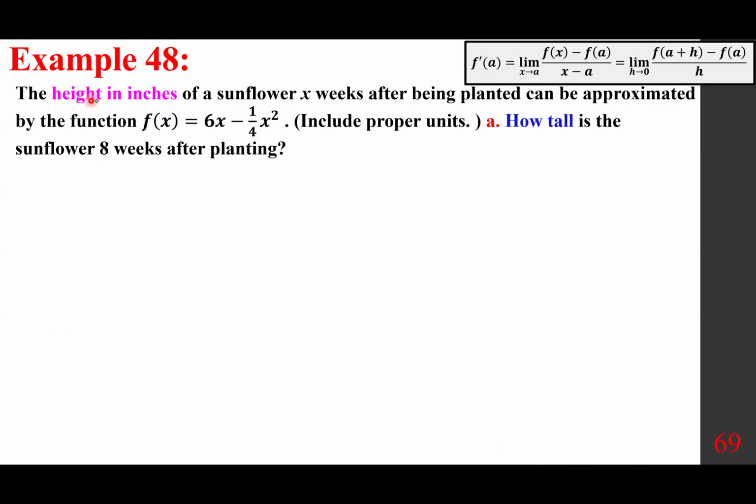The height in inches of a sunflower x weeks after being planted can be approximated by the function f of x equals 6x minus 1/4 x squared. How tall is the sunflower 8 weeks after planting? Class, even if they don't mention it, include the unit. Anytime you're dealing with an application, you must put the proper unit. So simply put, this means f of 8, everybody.